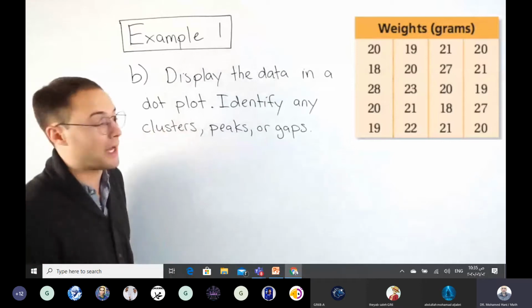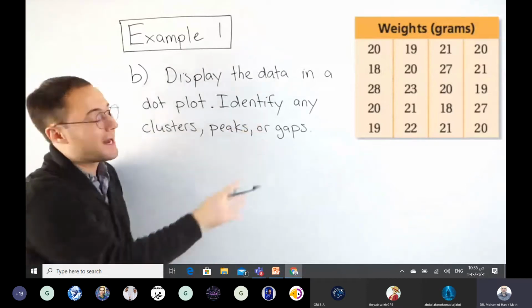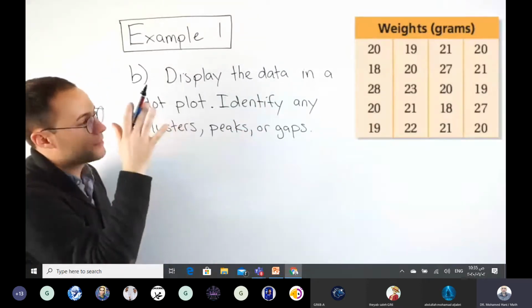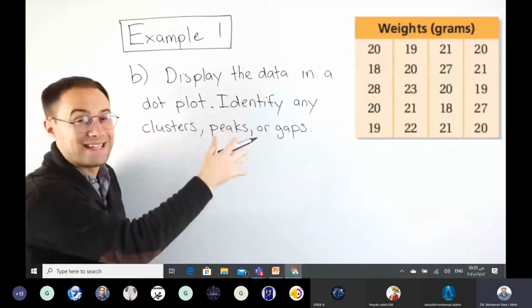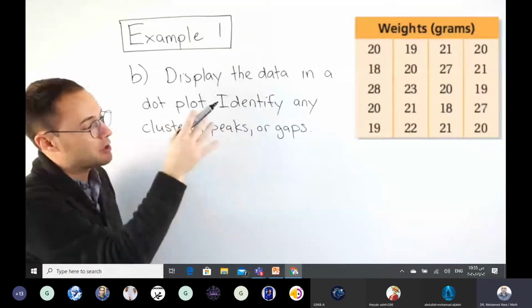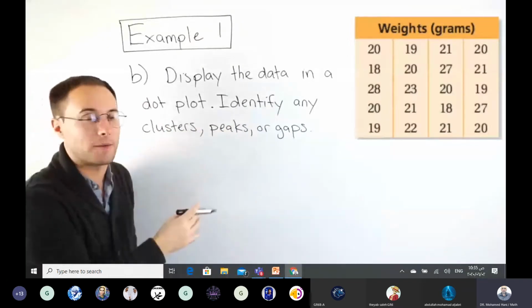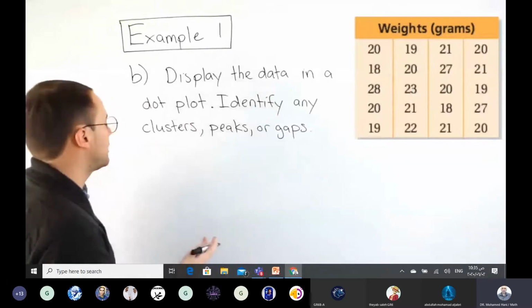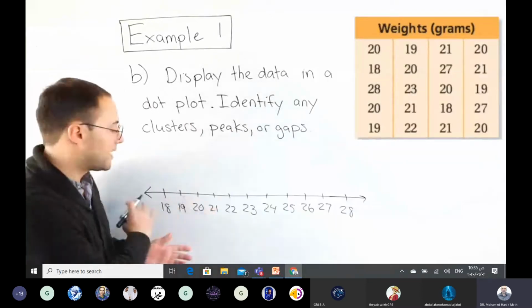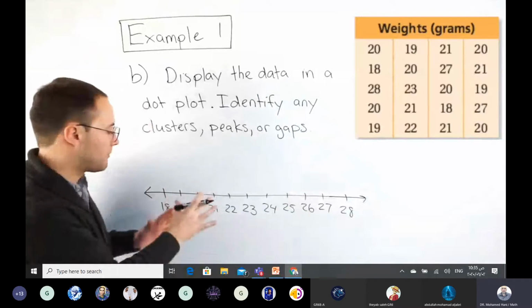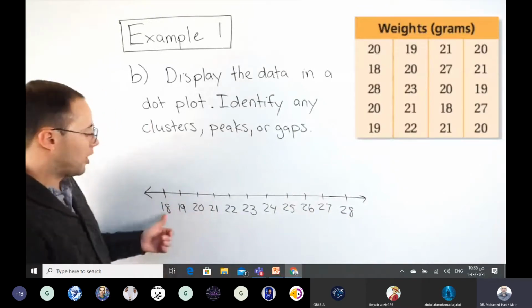So we're going to start with a number line. Well, if I look at my data, I can see that the least value is 18 grams, and the greatest was 28 grams. So that's where I'm going to start on my dot plot. Okay, so I have my number line done for my dot plot all the way from 18 to 28.